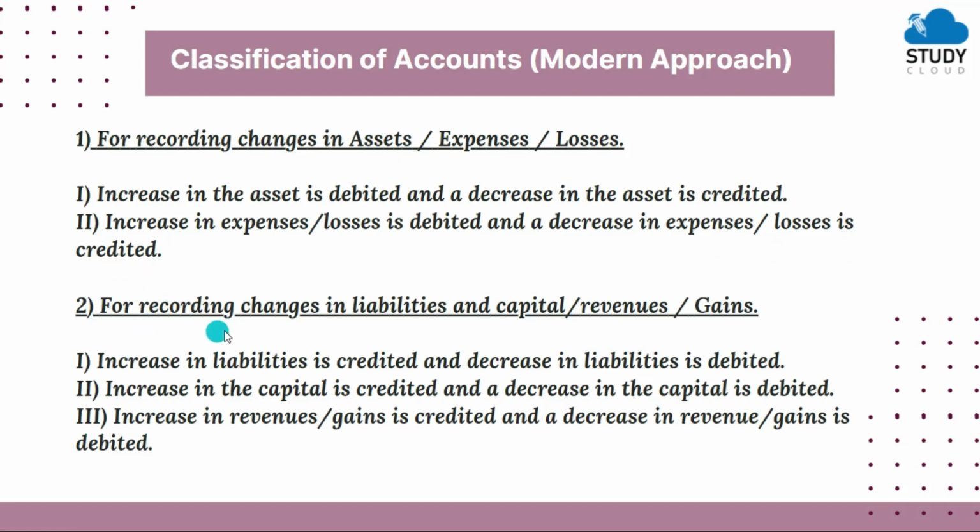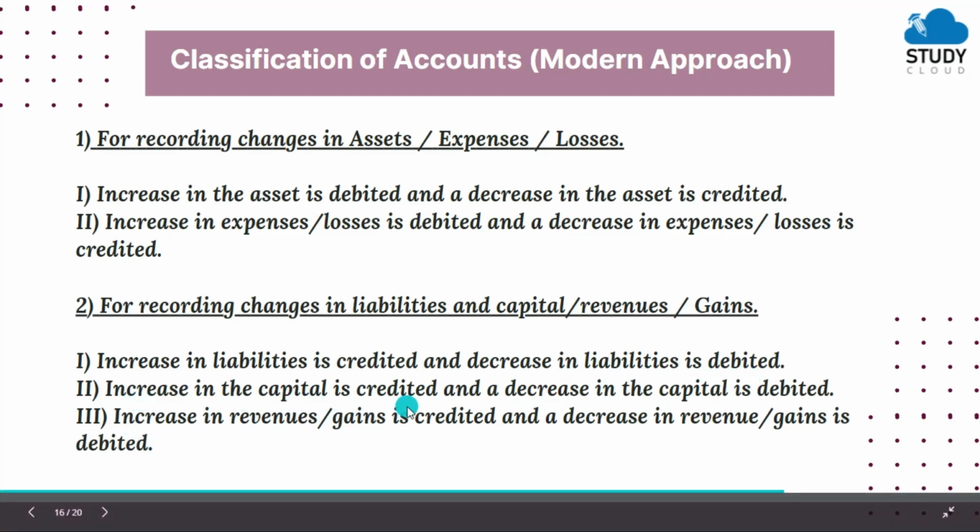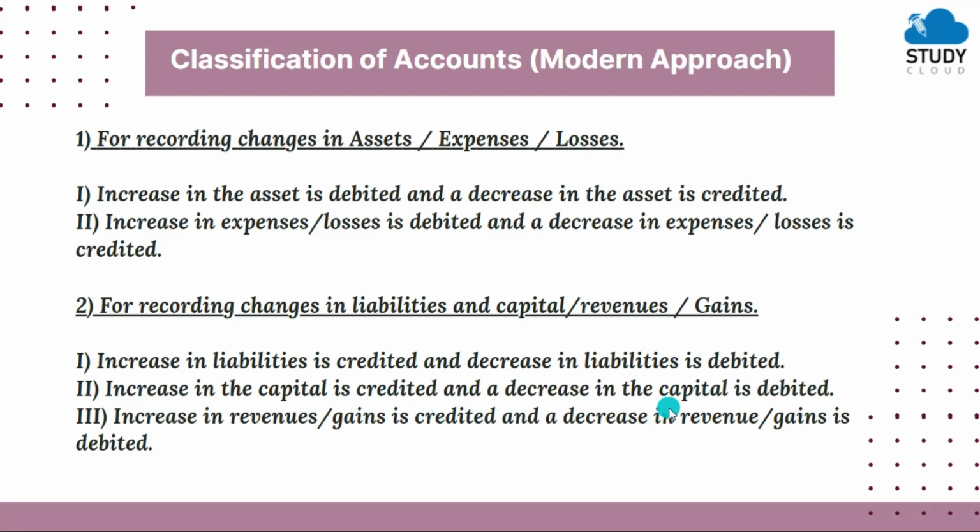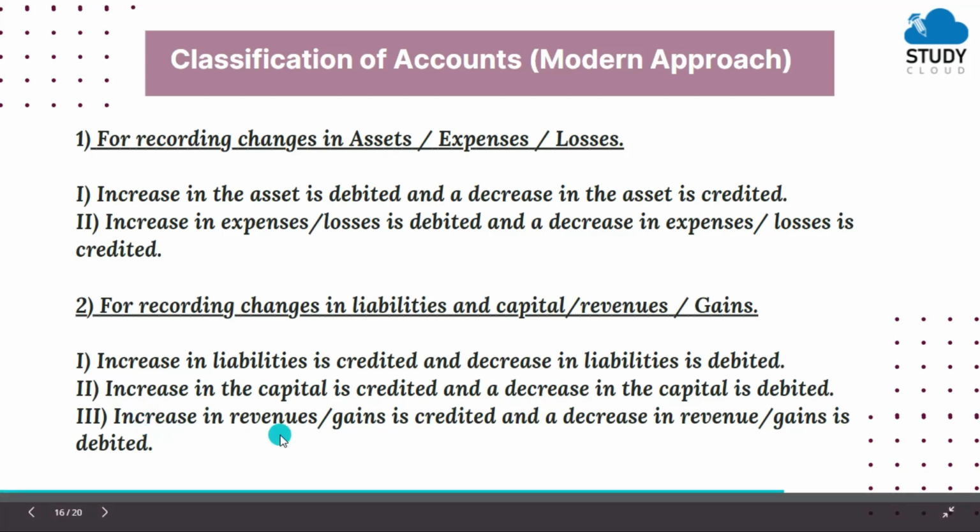Then for recording changes in liabilities, capital, or revenues or gains: if there is an increase in liabilities, that has to be credited, and decrease in liabilities is debited. Increase in capital is credited and a reduction in the value of capital is debited. Increase in revenue or gains, means increase in income or benefit, that has to be credited, on the credit side, and a decrease in revenue or gains is debited.